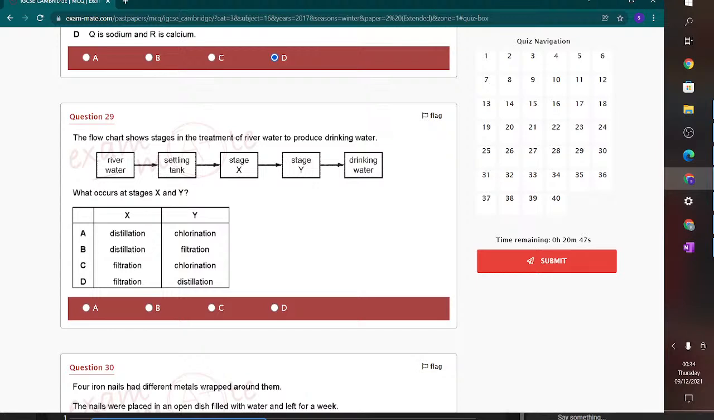Stage X must be filtration. So the answer is C.